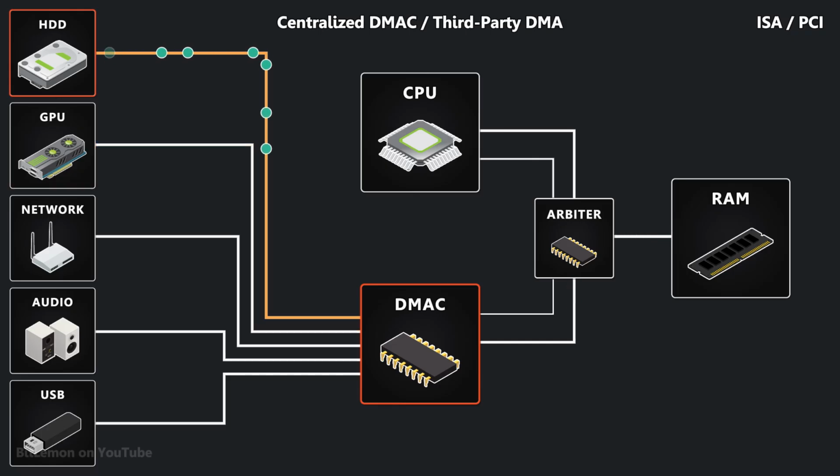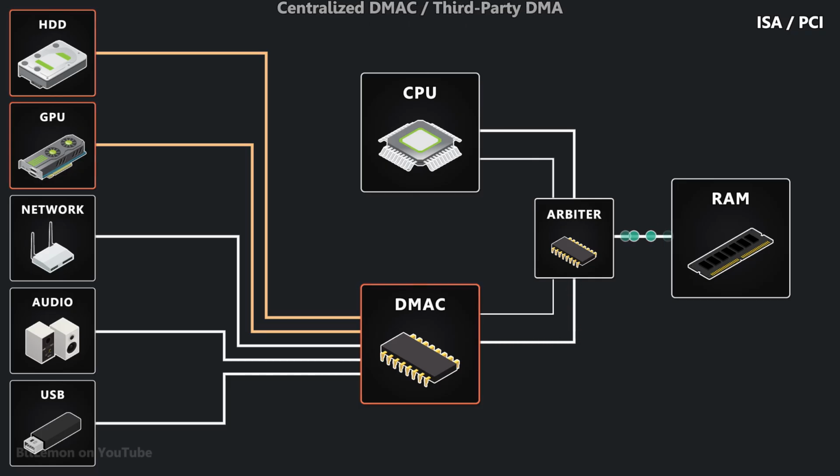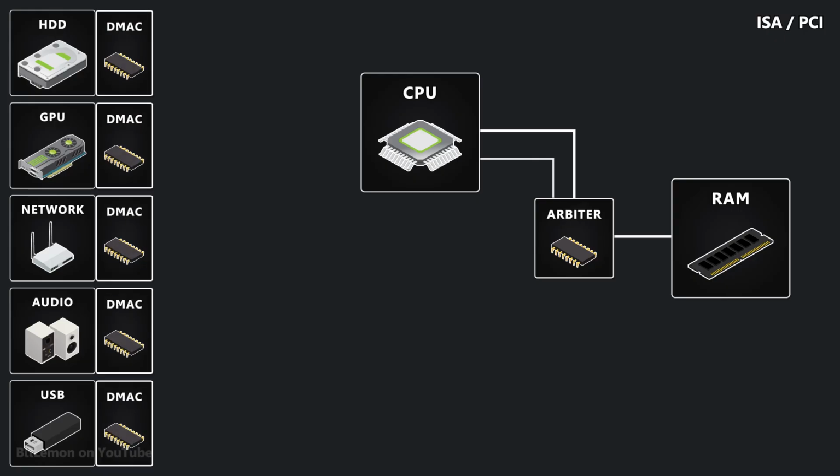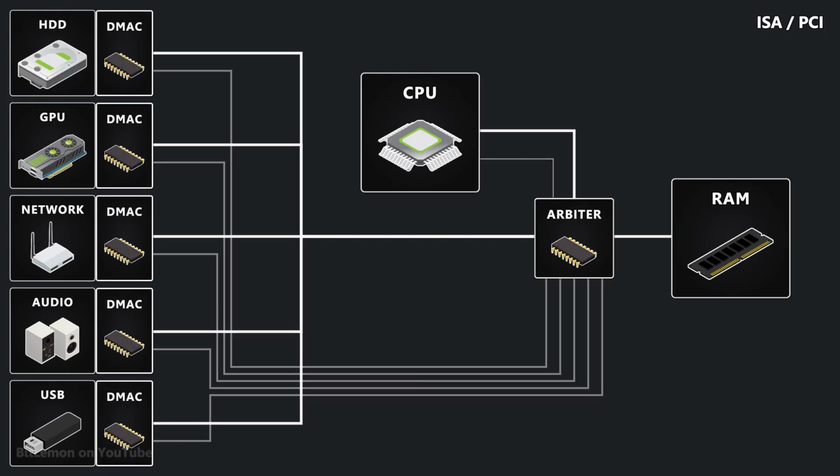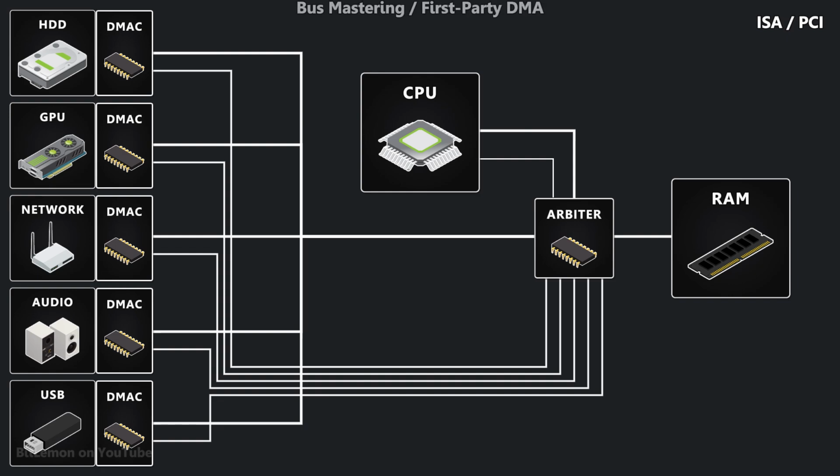While this system worked, it eventually became a bottleneck because the centralized DMA controller couldn't keep up with the increasing speed and throughput demands of newer generations of computers. To overcome this limitation, data transfers no longer relied on a centralized DMA controller. Instead, each peripheral device was designed with its own internal DMA controller, allowing it to independently manage data transfers. This technique is known as bus mastering, or first-party DMA.